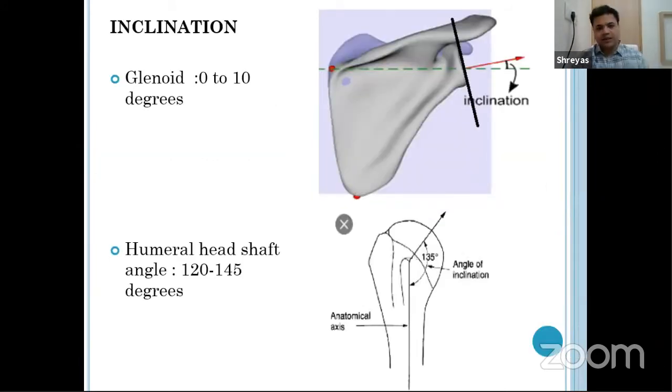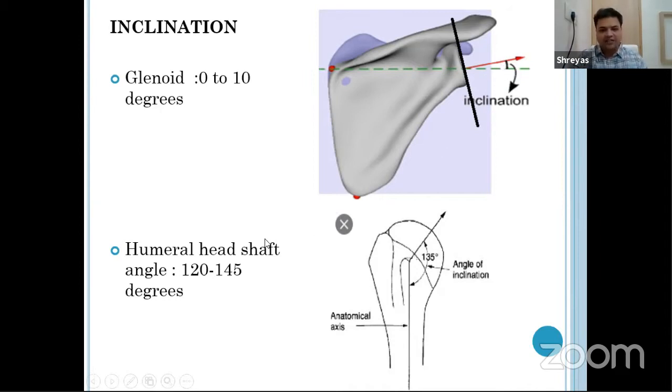Going to the inclination, as we all know, both the glenoid and humeral head is inclined upward, and the inclination of the glenoid is around 0 to 10 degrees. To measure the inclination of the glenoid, a horizontal line is drawn from the base of the spinous process of the scapula to the center of the glenoid cavity, which is depicted in the figure as a green dashed line. And one vertical line is drawn from the superior lip of the glenoid to the inferior lip of the glenoid, which is depicted in the figure as a black line, and from where a perpendicular line is drawn, which is depicted in the figure as a red arrow. The angle between these two lines is inclination of the glenoid, which varies from 0 to 10 degrees.